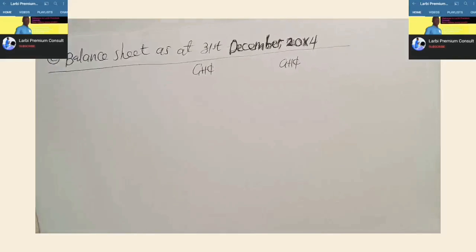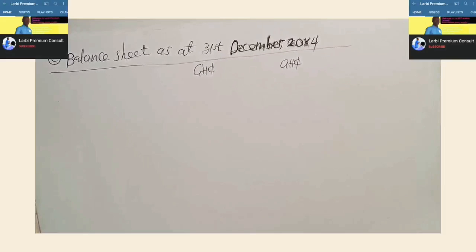So this is our balance sheet as at 31st December 20x4. As we started with the statement of affairs, the same way you're going to prepare the balance sheet in a format that you know. We are not going to add all assets and liabilities together, but you prepare them separately, and then prepare the current account and other items in that chronological order that you know.